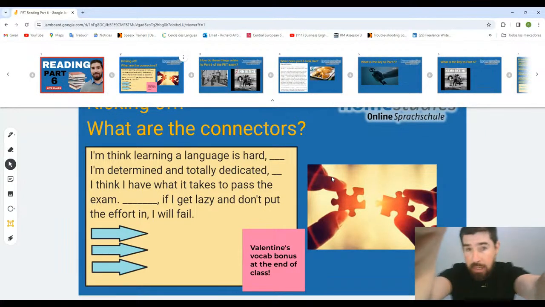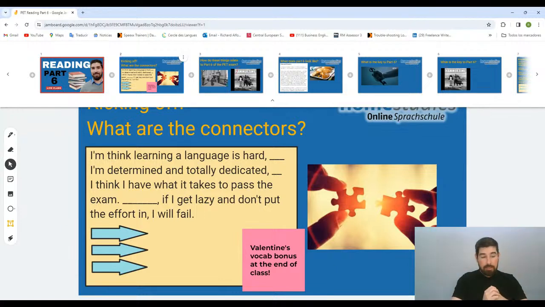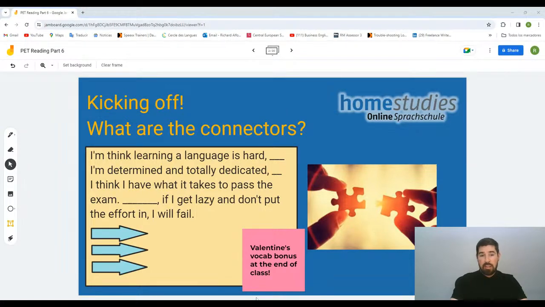So while we're waiting for people to get themselves steady and ready, I've got a little question to begin with. What are the connectors? And yes, I know it's Valentine's Day, so if you're tuning in at the end of the class, you will get a little Valentine's vocab bonus. But right now, the important thing is to have a look at these connectors.